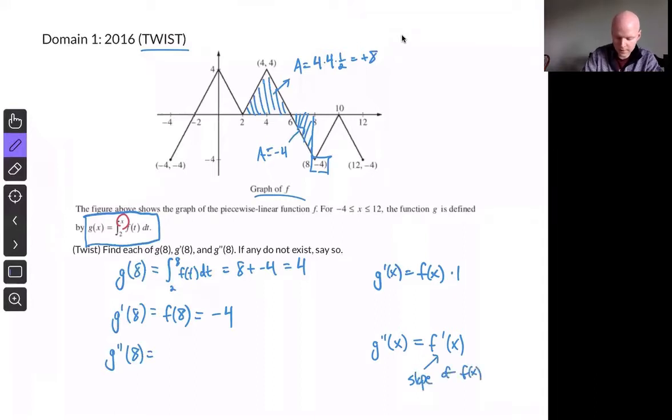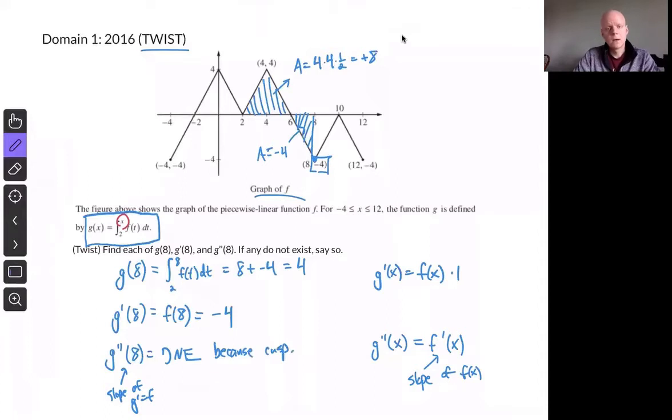So when we look at our graph here, we look at the point at x equals 8, and we see that there's a cusp right there. So we know that because g double prime of 8 is the slope of f, or the slope of g prime, and because there is a cusp at that spot, we know that you can't find the slope at a cusp. So we say here that the g double prime of 8 does not exist because of a cusp.